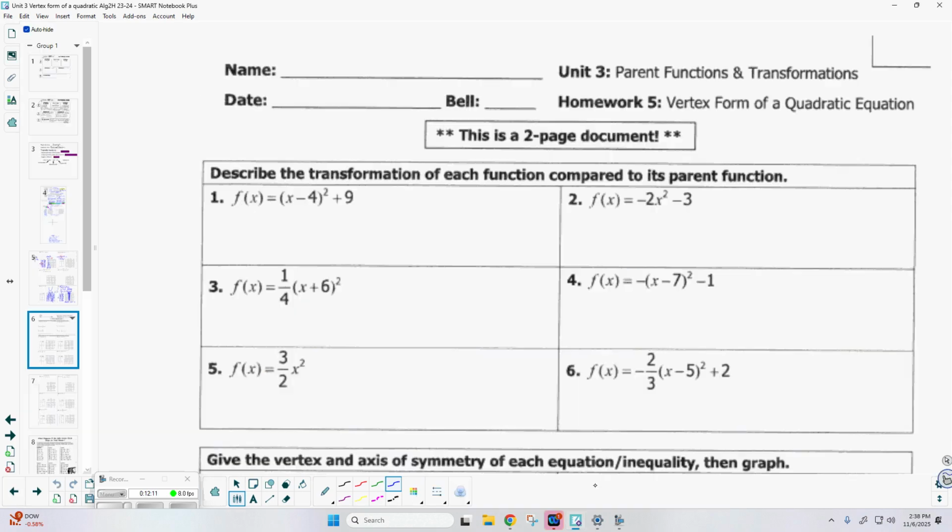Okay, now here is the vertex homework that was due today. We finished this up over the past 2 days. So did we have any questions on the vertex form? Remember, this was transformations and looking at this new form.